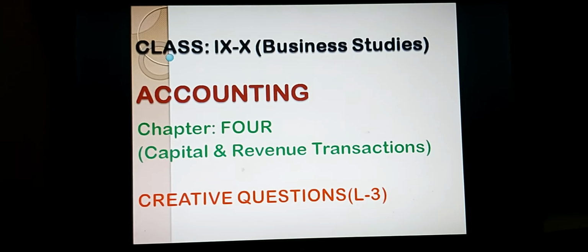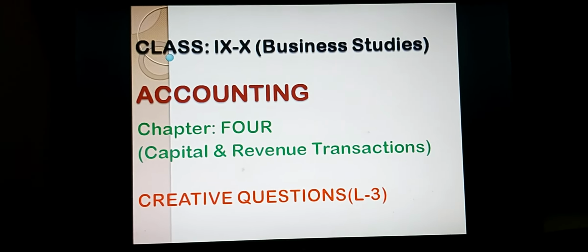I think you have written in your copy requirement A, that is question number 3. Now we can go to the next page for requirement B. Requirement B, what is the amount of revenue expenditure of this restaurant? So you can write in this way: the total amount of revenue expenditure is shown below using a statement.